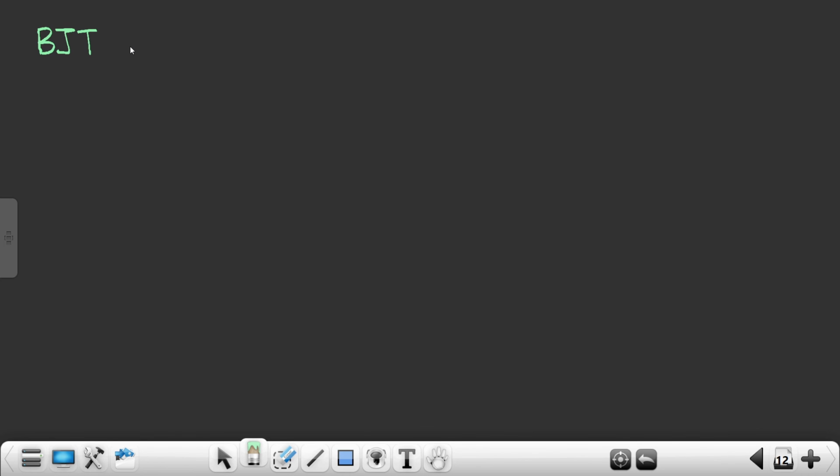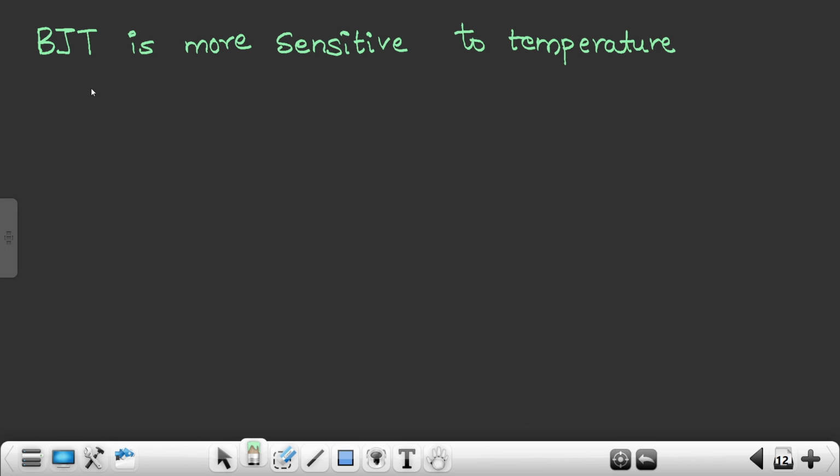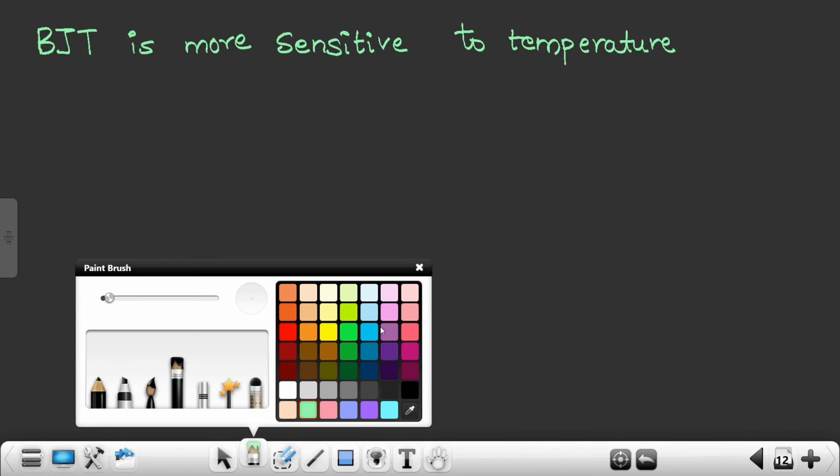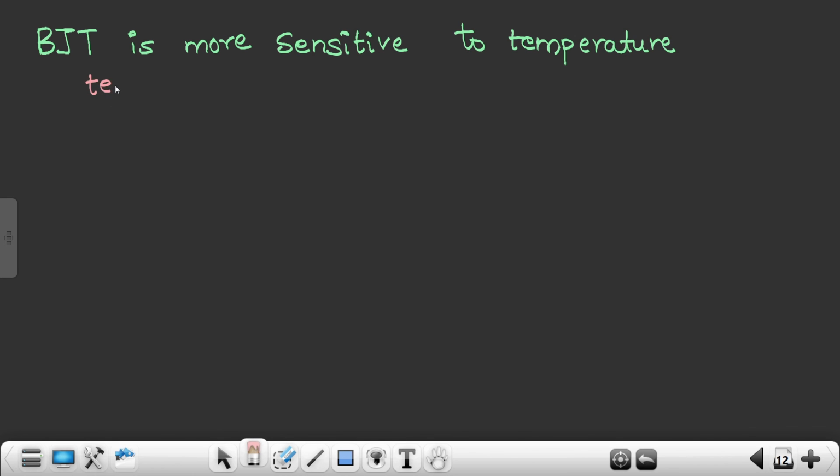Okay, so let me just write over here: BJT is more sensitive to temperature, right? That means what? As the temperature increases, so let me change the color. Yeah, as the temperature increases, whatever output current is present will also increase by a certain amount, but obviously the change would be maximum.